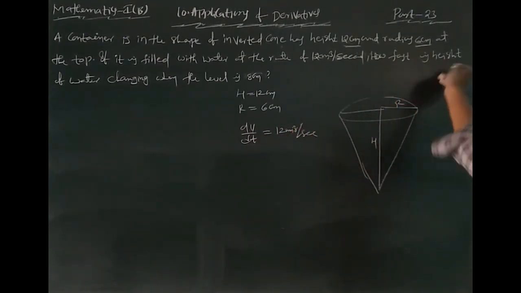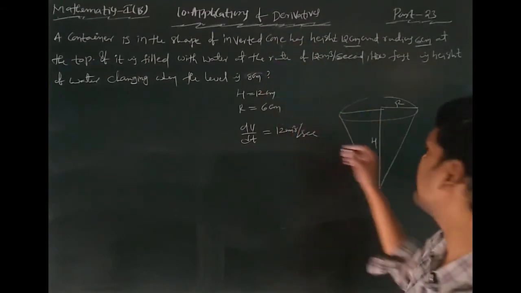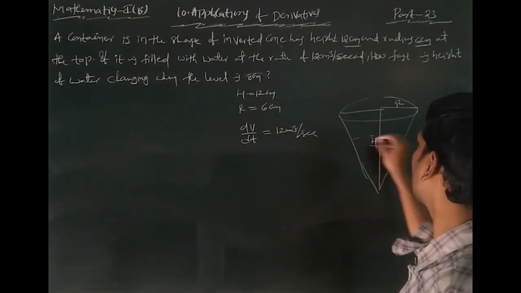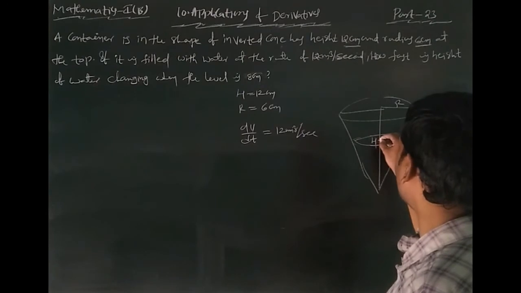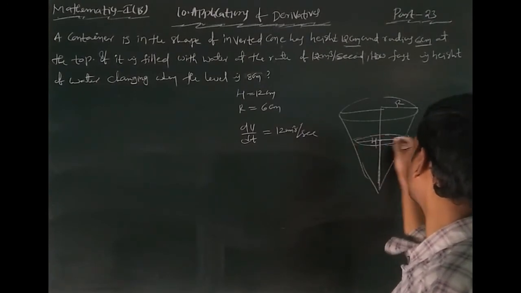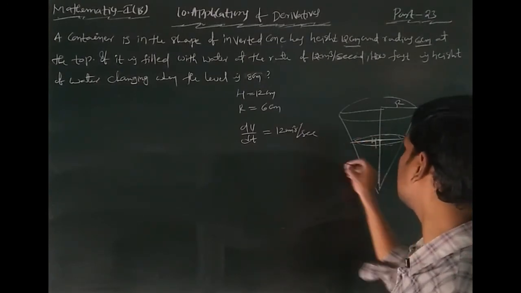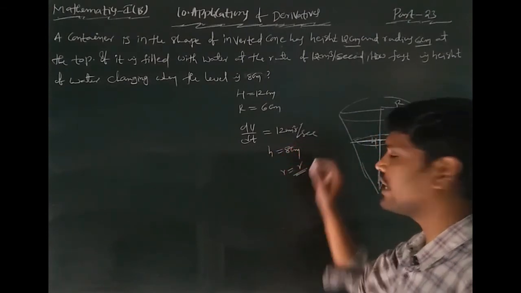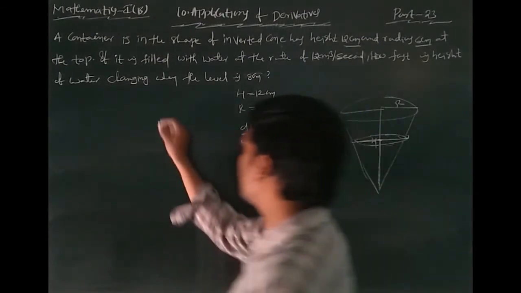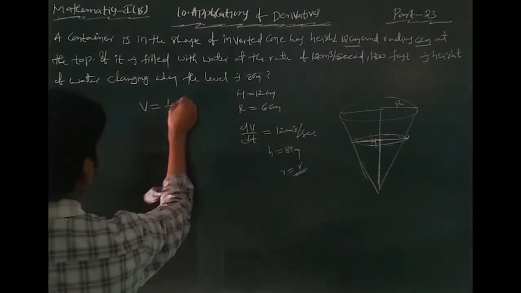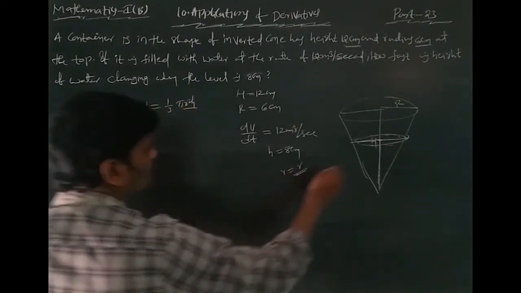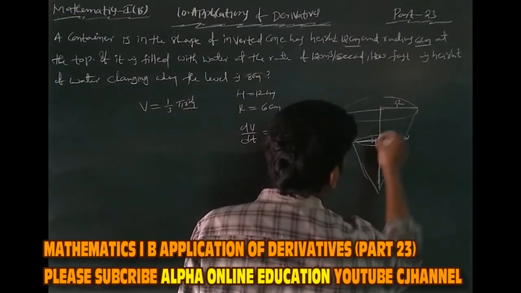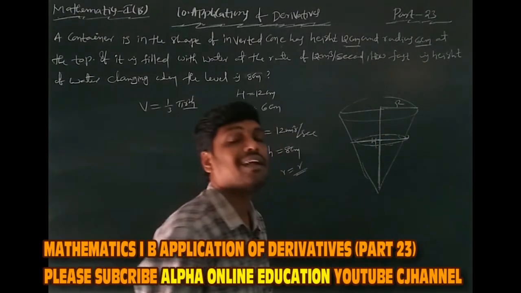After that, how fast does the water level change when the water is at 8 centimeters? Suppose this is the water level. This water level, this is the height, this one is the radius. This small h is given, that is 8 centimeters. We have to take r. Similarly, you can write the volume of the cone, 1 by 3 pi r squared h. After that, this triangle and this triangle are similar triangles.